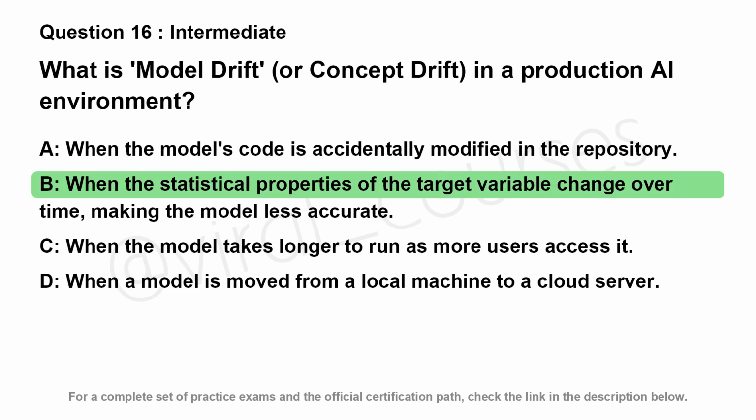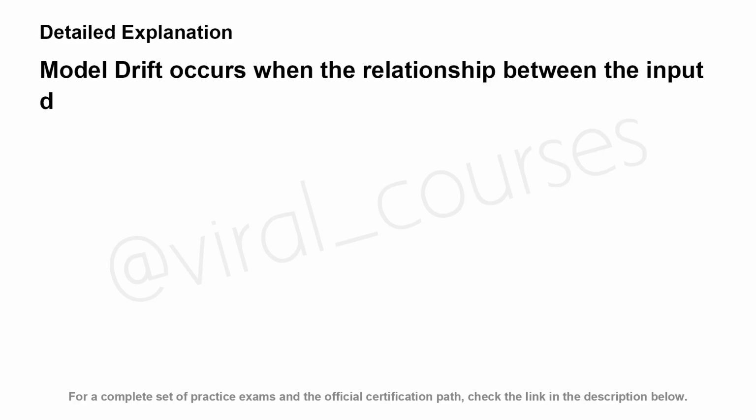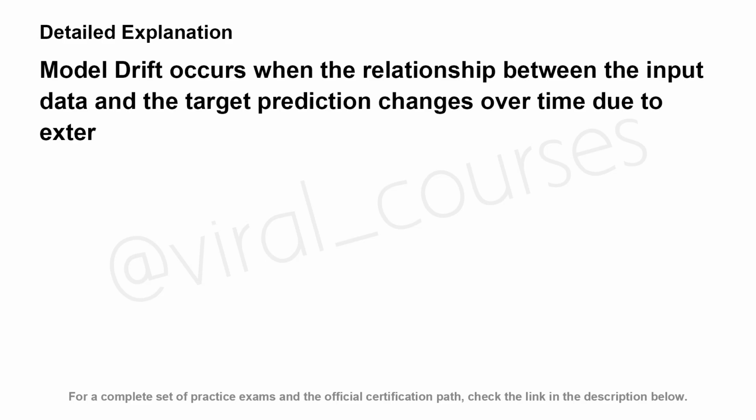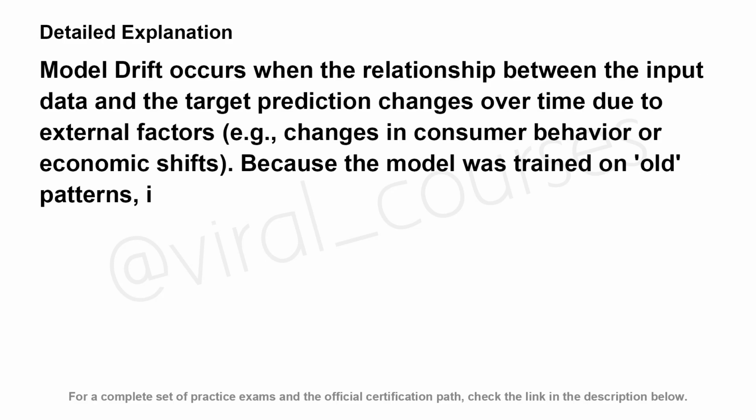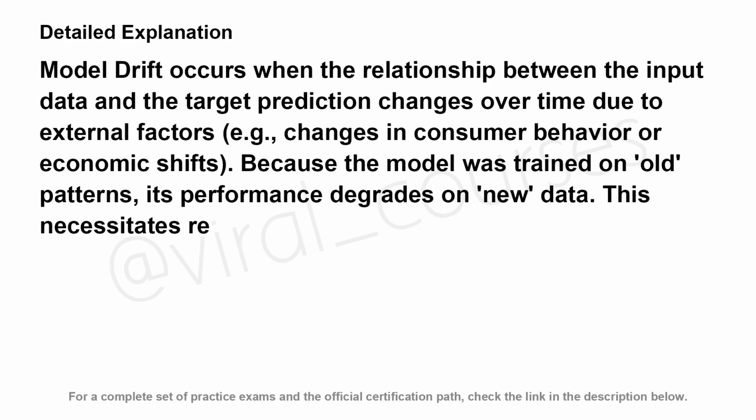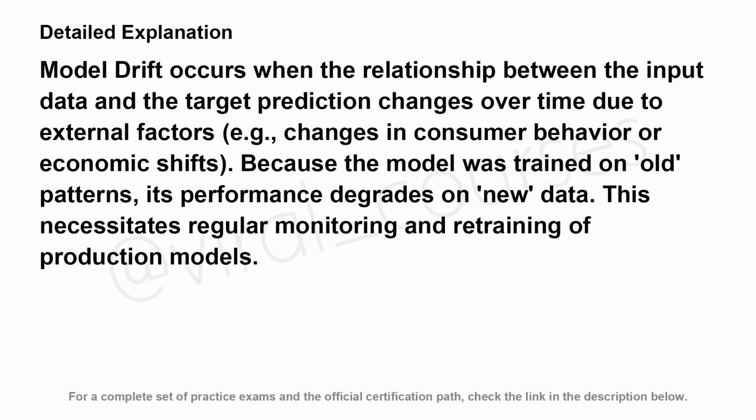The correct answer is B. Model drift occurs when the relationship between the input data and the target prediction changes over time due to external factors, e.g., changes in consumer behavior or economic shifts. Because the model was trained on old patterns, its performance degrades on new data. This necessitates regular monitoring and retraining of production models.